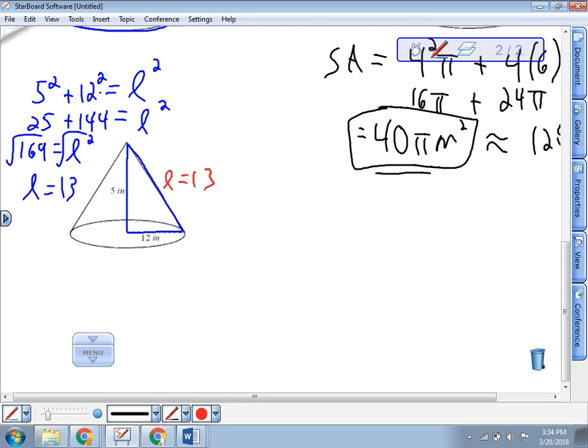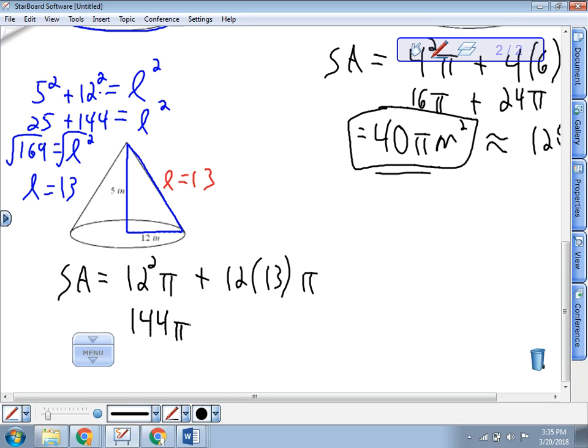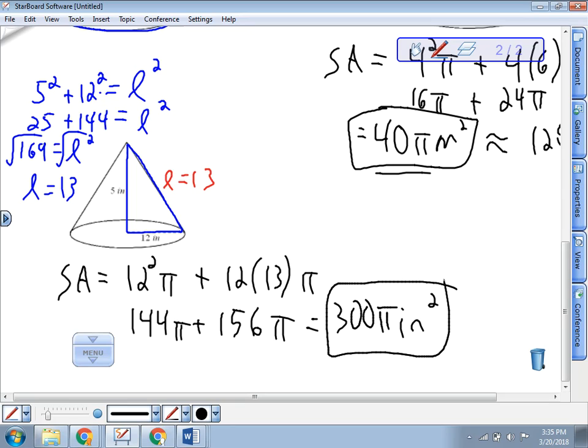So now that I know that L equals 13, I can solve this problem. Here we go once again. Surface area equals the radius squared, which is 12 squared, times pi, plus the radius times the slant height, which we know now, times pi. When you figure this all out, you're going to get 144 pi plus 12 times 13 is 156 pi. You're going to add those together, and you're going to get 300 pi. And that's inches squared. Oops, forgot a 0 there. Let me erase that. 300 pi inches squared. If you want to make that a decimal, it'll come out to be about 942.48. So there you have surface area of pyramids and cones.